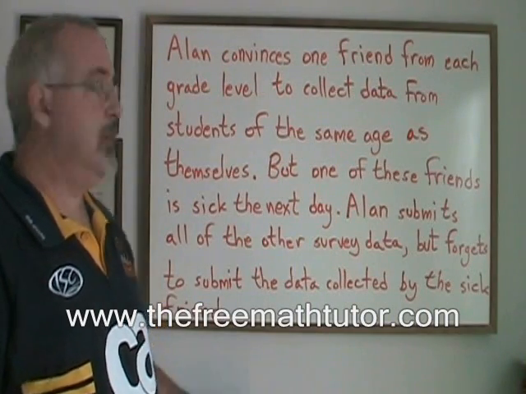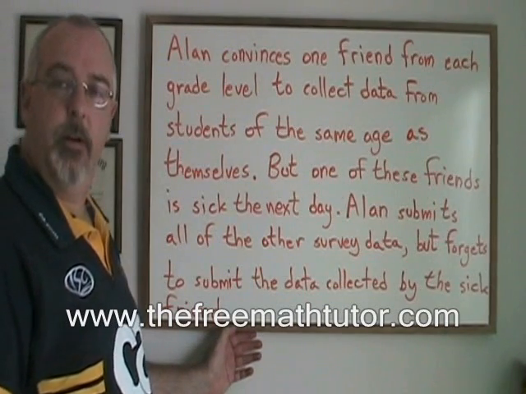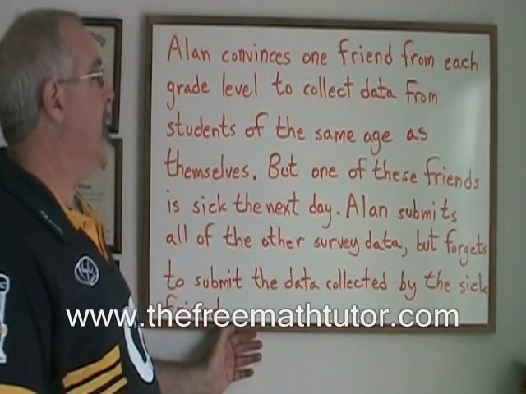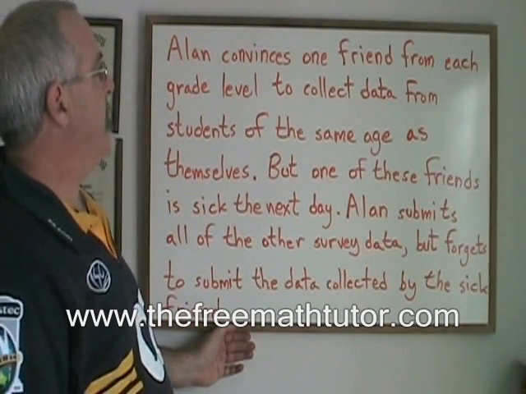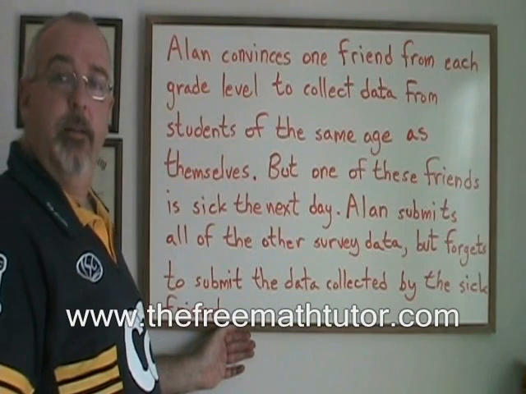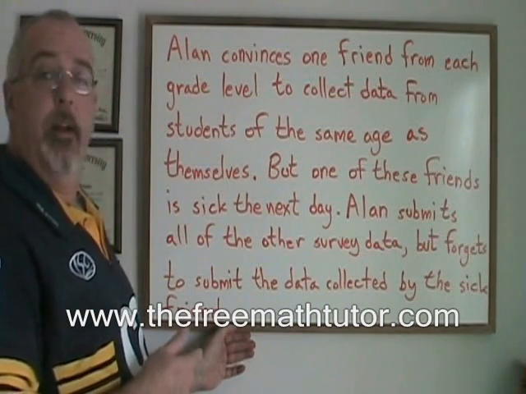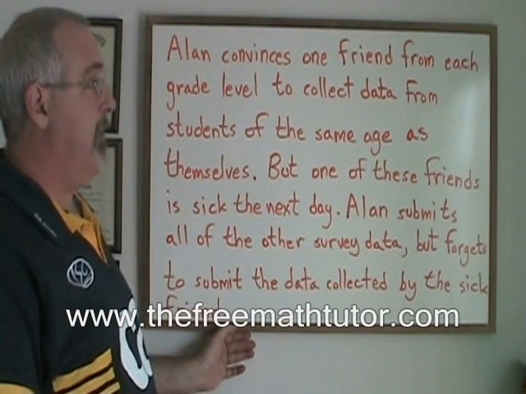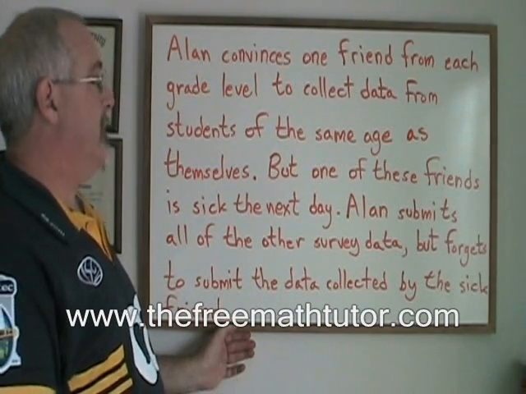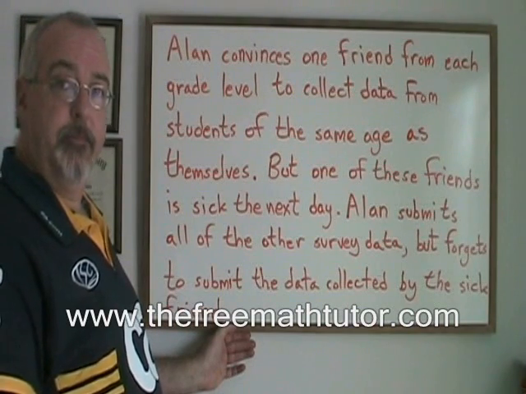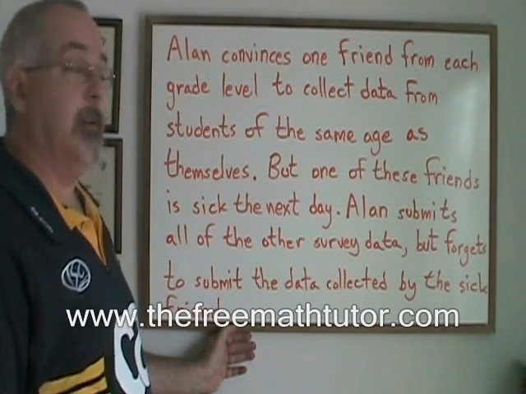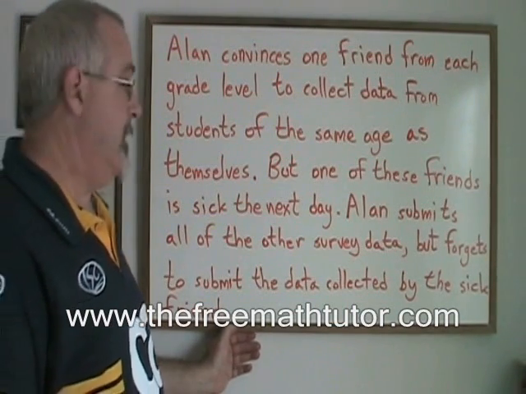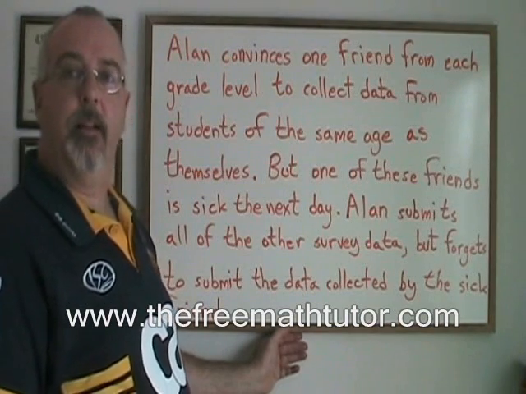Another of the students who has been asked by his math teacher to collect data in the form of a sample survey about the ice hockey team's new name is Alan. Alan is a bit lazy, but he is doing a good job of making sure to stratify the data. He convinces one friend from each grade level to collect data from students of the same age as themselves. But one of these friends is sick the next day, and Alan submits the results that were collected by all of the other friends and forgets to submit the data collected by the sick friend.